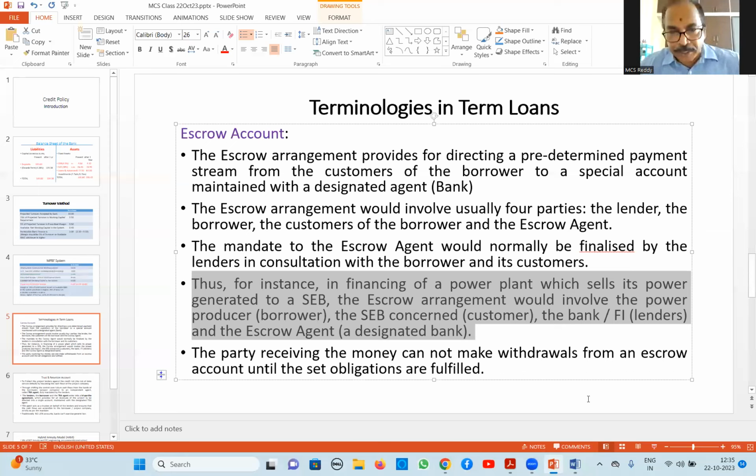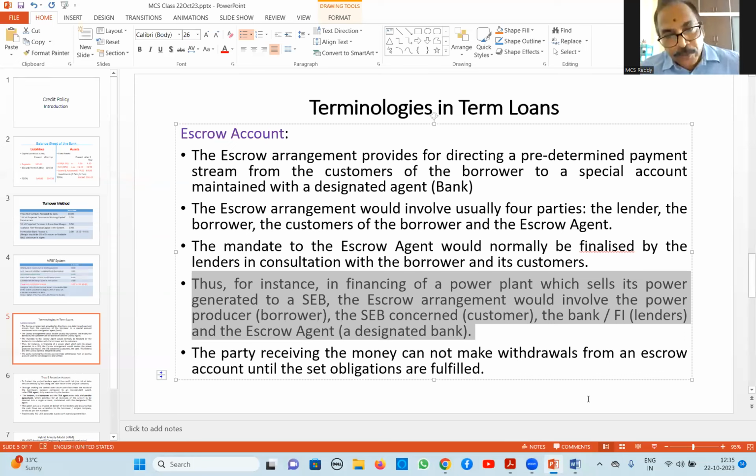As per the escrow arrangement, 4 parties are involved in this. One is our borrower. Second is the banker or lenders. Third is the escrow agent, another bank. And fourth is the state electricity board, which is the customer of our borrower, the customer of our power project. So 4 people are involved in this.